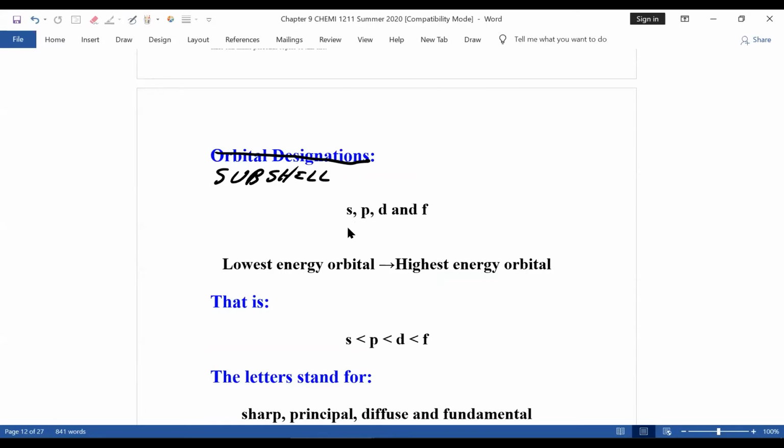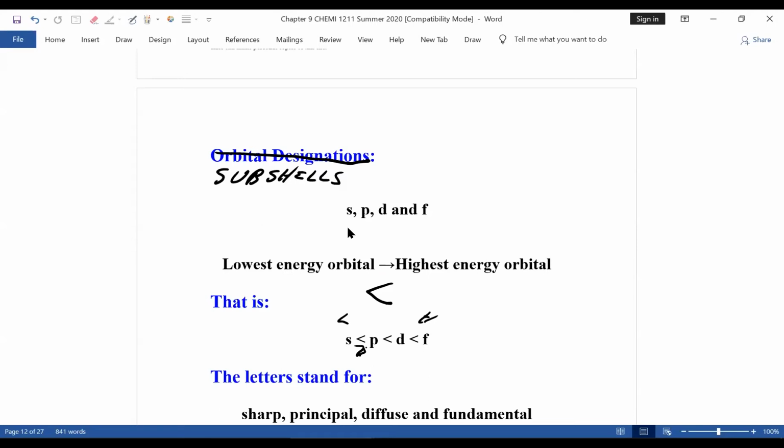Subshells have the letters S, P, D, and F. Now, S is the lowest energy subshell. F is the highest energy. For those of you who aren't familiar with this symbol, this is less than. That means S has less energy than P, than D, than F. This is lowest energy. This is highest energy.